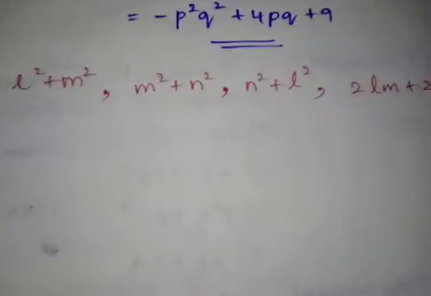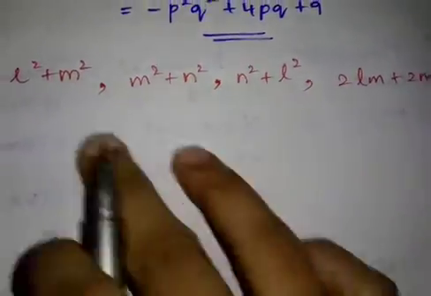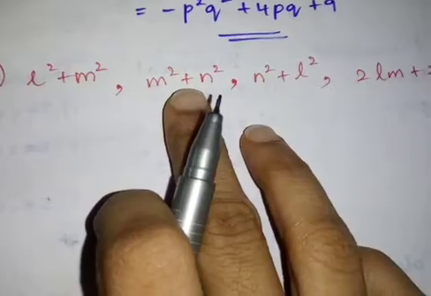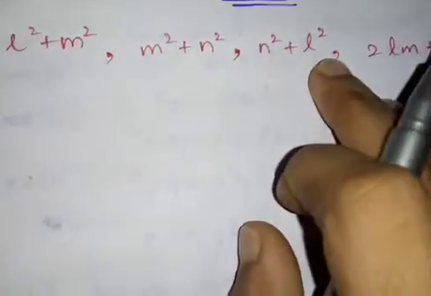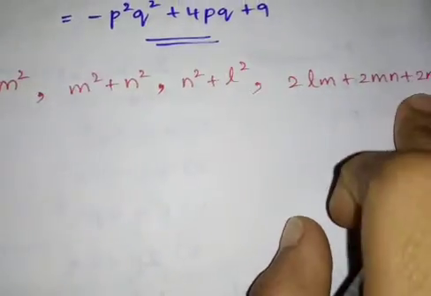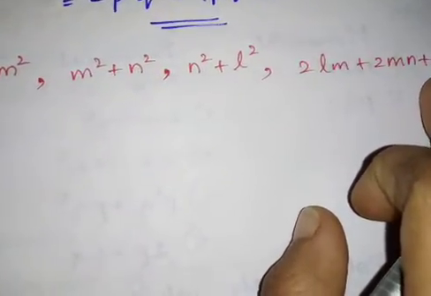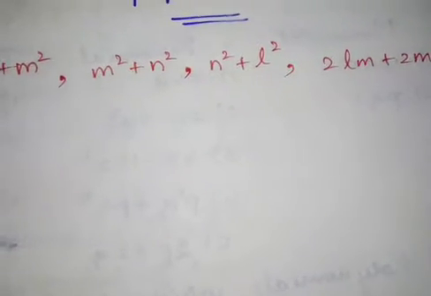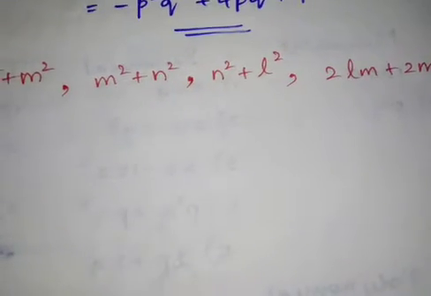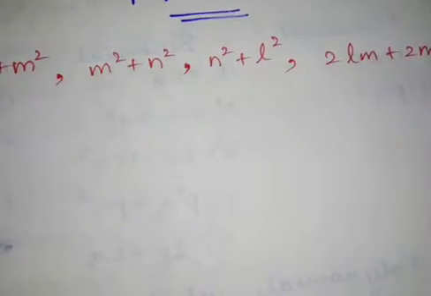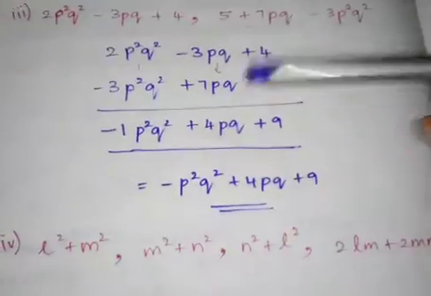Next is your fourth problem. l square plus m square, m square plus n square, n square plus l square, 2lm plus 2mn plus 2nl. See, all these four expressions are small expressions. You can either do it in simplification form, the first method that I have taught you, or you can do it by this method.